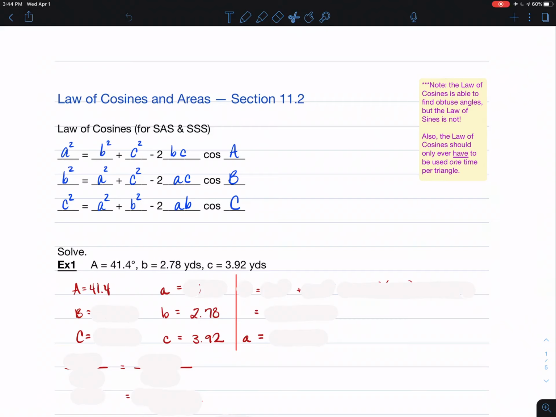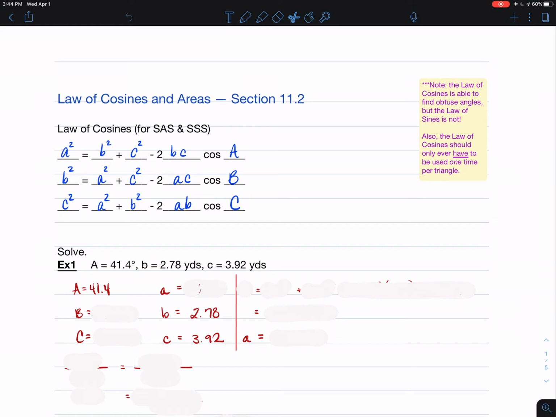Hey folks, so this is your lesson video for section 11.2. I believe I'm going to be breaking this up into two videos. The first one will be for the law of cosines, and then the second portion will just be the area portion. What I'd like to point out is the sticky note over to the side.